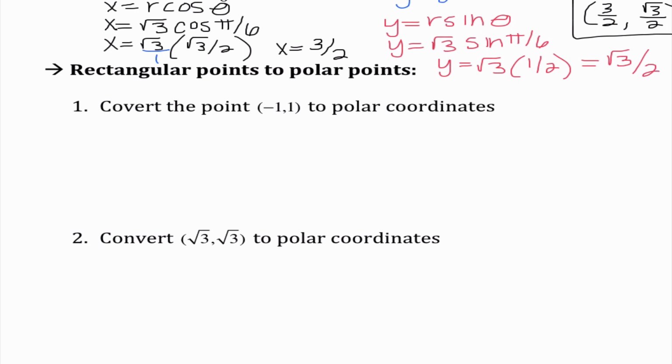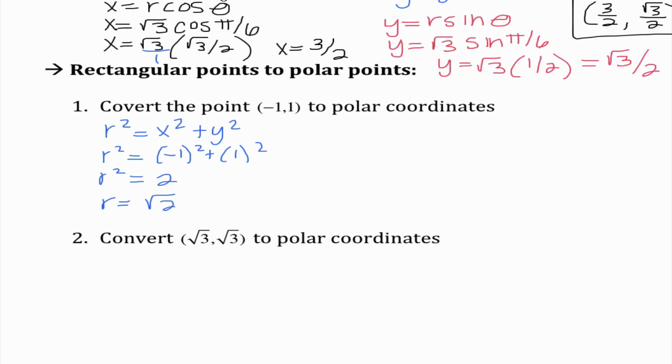So now we're doing the opposite thing, where I'm going to convert the rectangular pairs into polar coordinates. So I'm going to start with finding the r value and do r squared equals x squared plus y squared. So r squared equals negative 1 squared plus 1 squared. So r squared is 2. So we get that r is the square root of 2.